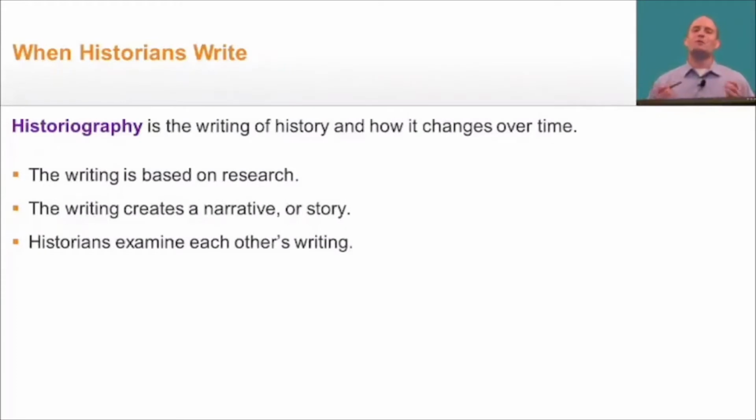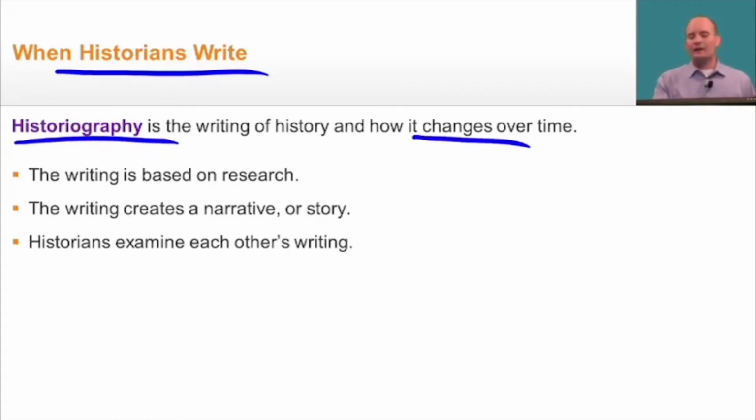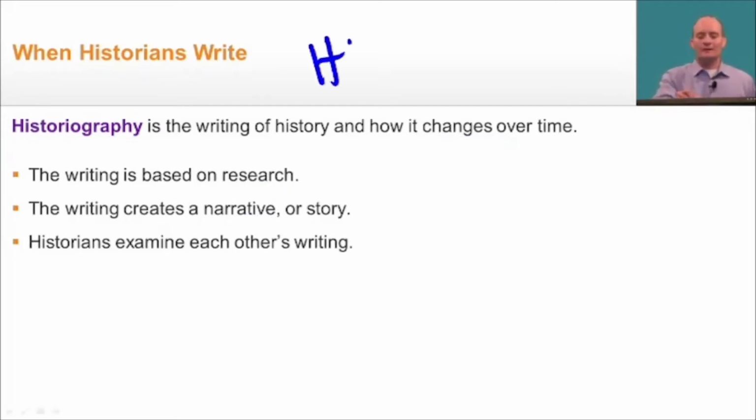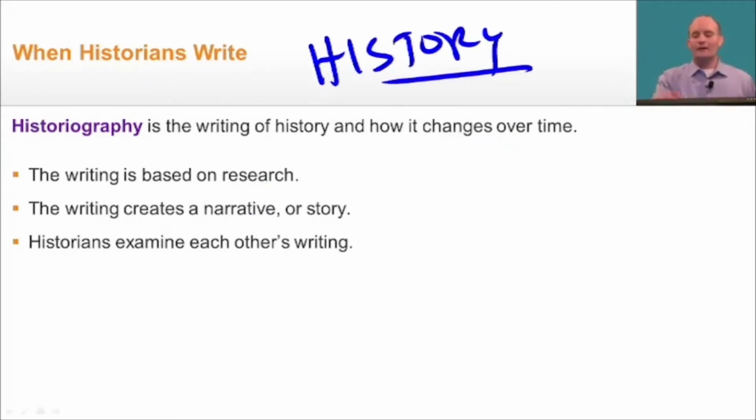So a key thing that you'll really want to be able to do throughout this course is understand and be able to write as a historian. And that type of writing is called historiography, which is the writing of history and how it changes over time. So the writing is based on research, going on the internet and finding credible websites, or going to the library and taking a look at an encyclopedia. And the writing creates a narrative or a story. Always think of the actual word. When you see history, you can see that story is written into the word.